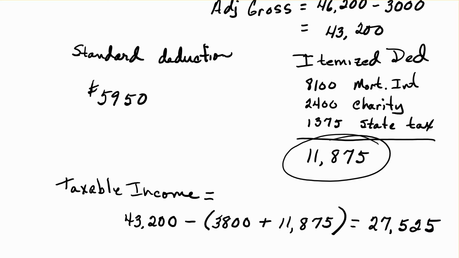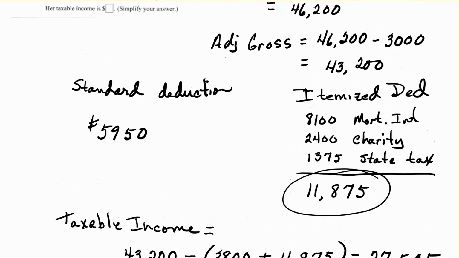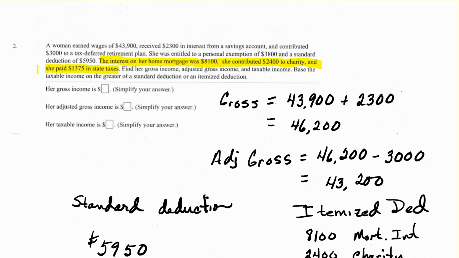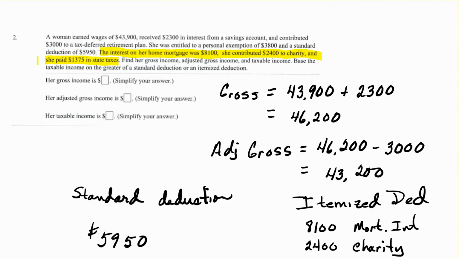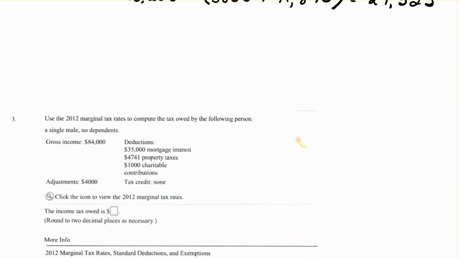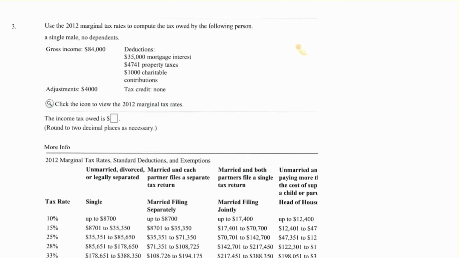So the question did not ask specifically for should you use the standard deduction or the itemized, but it gave us the information for itemizing. So after we found our adjusted gross income, we determined that itemizing would be better. Okay, let's look at another one.